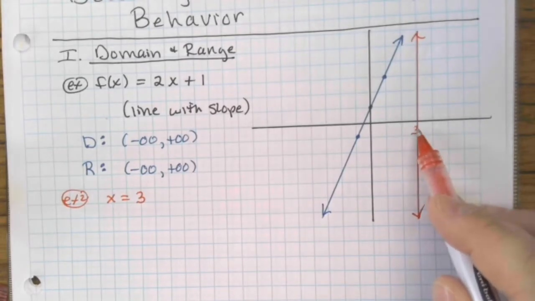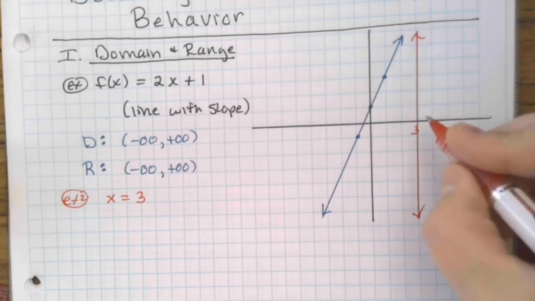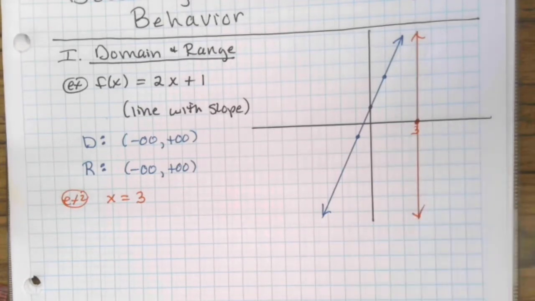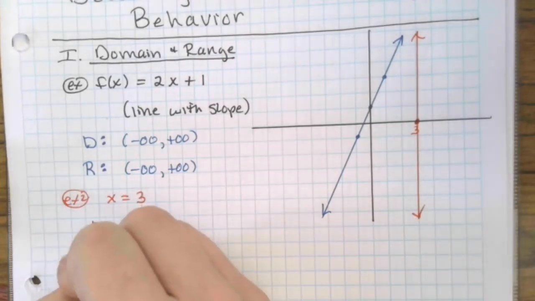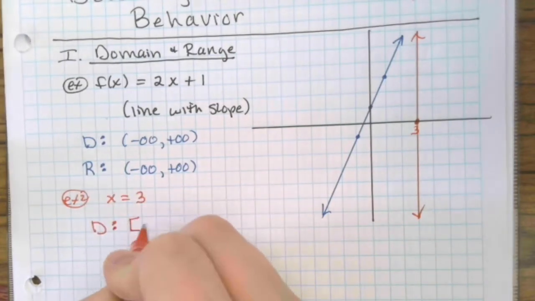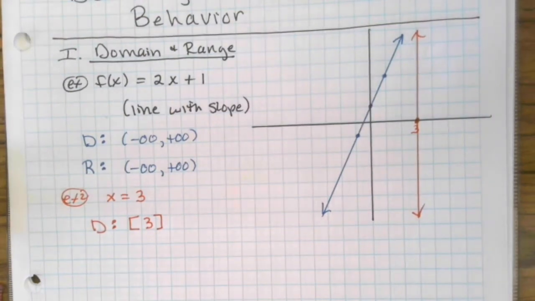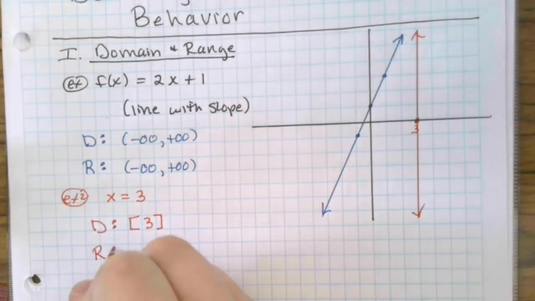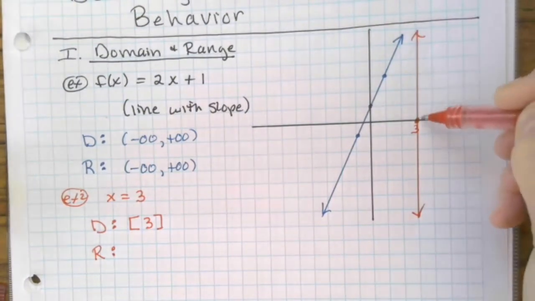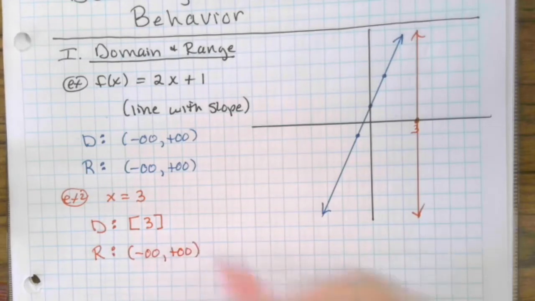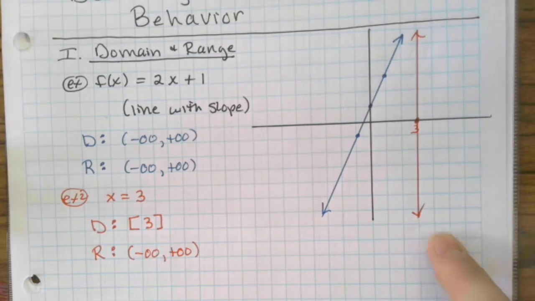For x values, the only x value there is 3. X is not 2 or 1. X is not 4 or 5. So we say that our domain is the set of all values including 3 only. That's how you show a single point. Now range, the y values, infinitely up, infinitely down, negative infinity to positive infinity. Vertical and horizontal lines only have one single value for either the domain or the range.